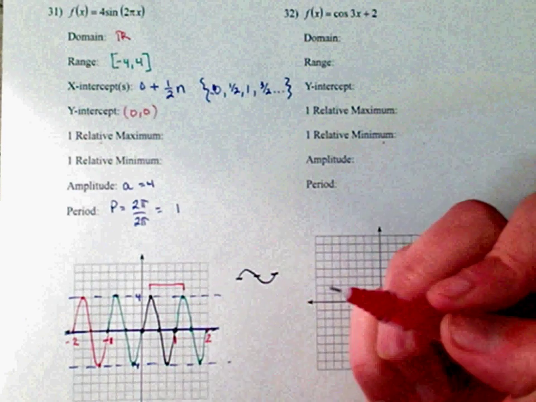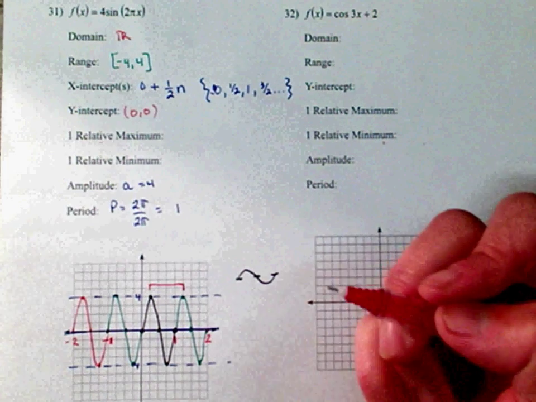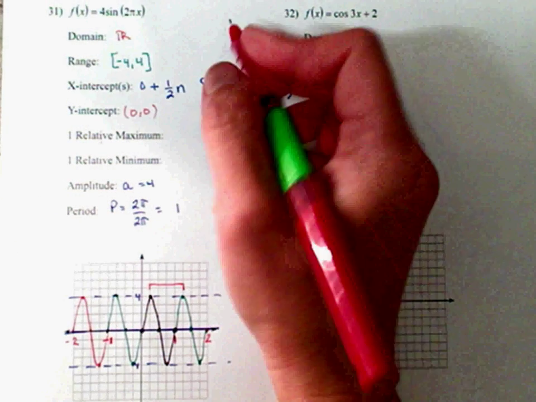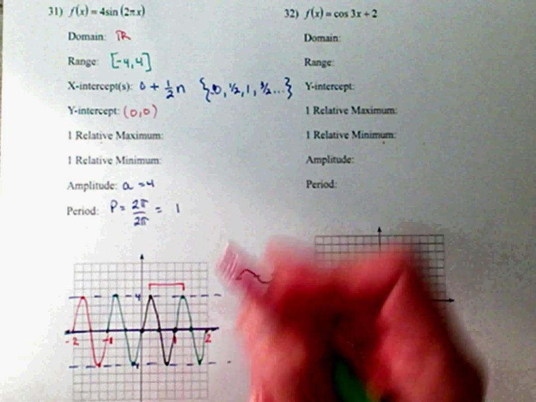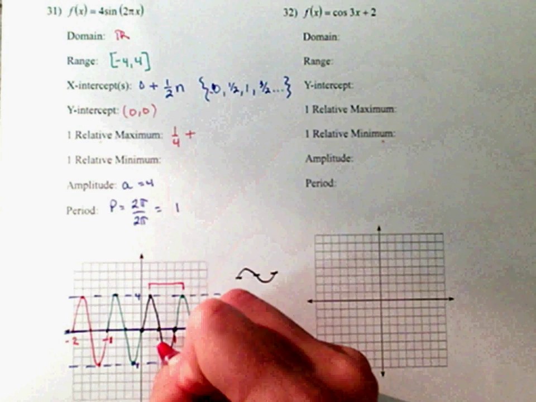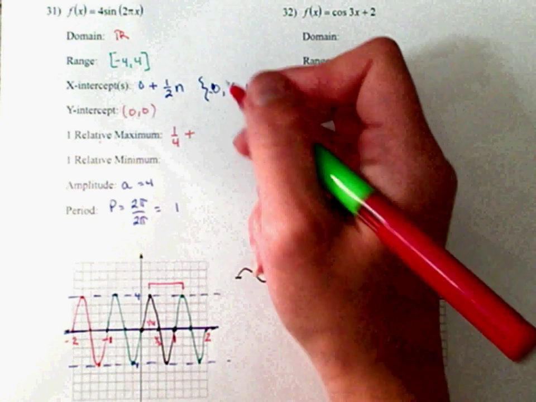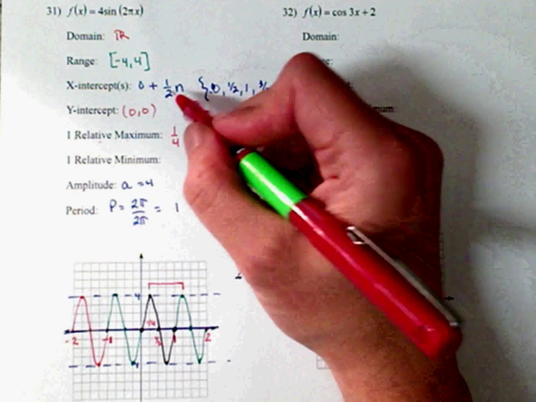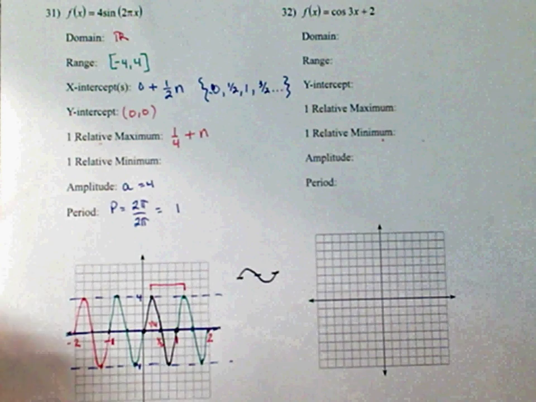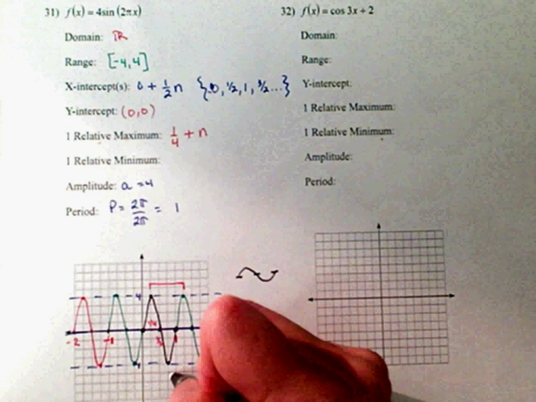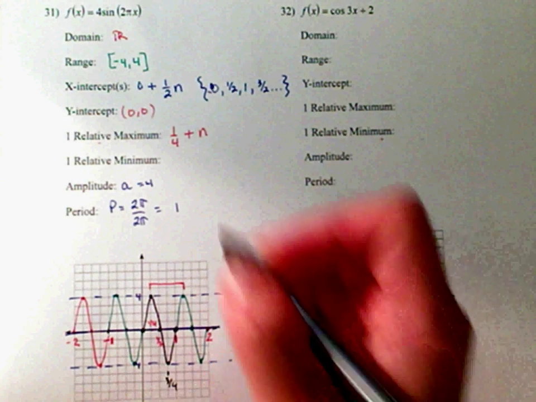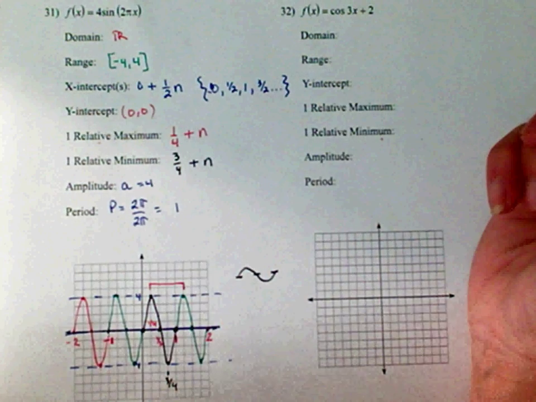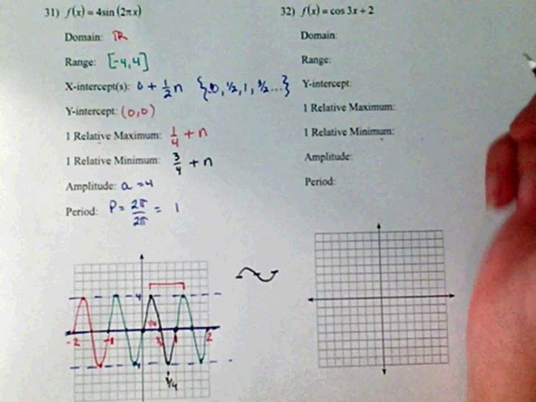Notice the distance apart is from 0.5 to 1.5, which is basically a 1. So my relative maximum starts at, not 0.5, 1/4. That's 1/4. So here's a half, and here's a fourth. So 1/4, and I'm increasing it by n every time. Notice this is half and this is 1 every single time for a sine. Your relative min, starting down here at this point right here, is 3/4. And it's increasing by 1 every single time. And there you have number 31.